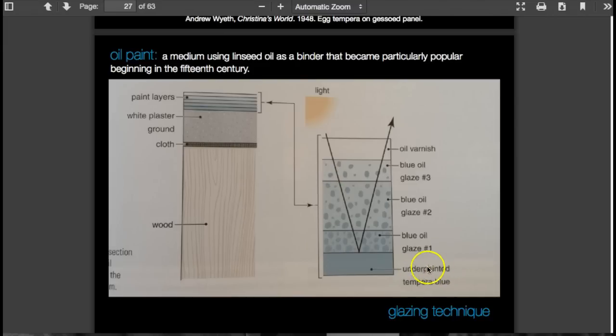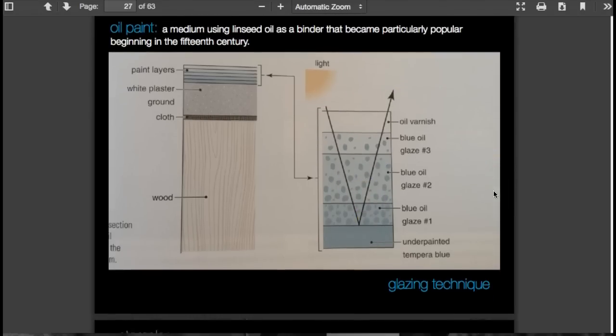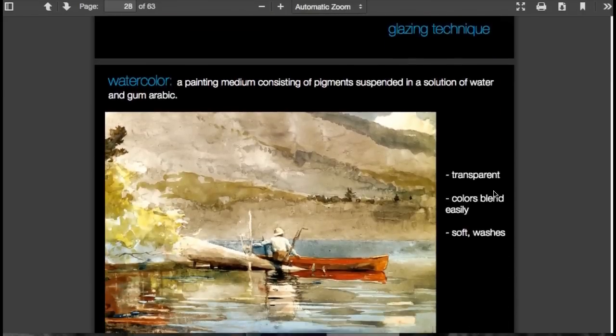So the underpainting might be quite heavy, and then as we get up, these glazes, these tiny thin layers, get thinner and thinner. We water them down as we go, because then you can see that these pigments are more spread out, and so there's more room for that light to bounce through and to give us that beautiful glow that we associate with glazing.